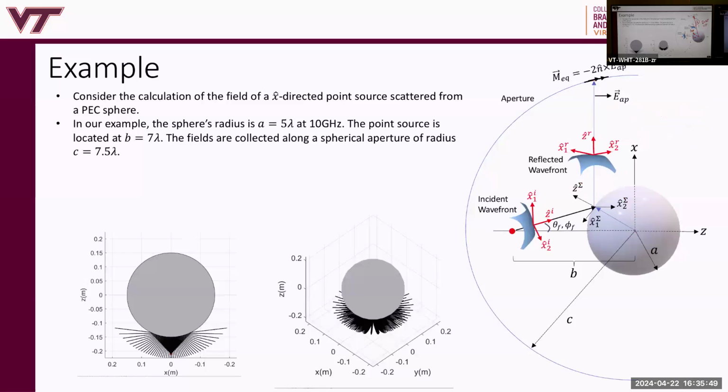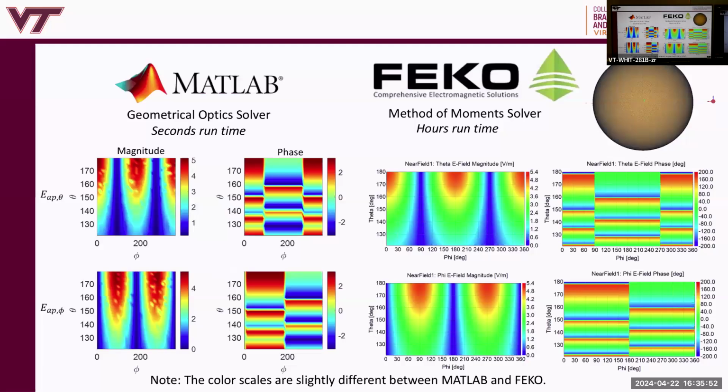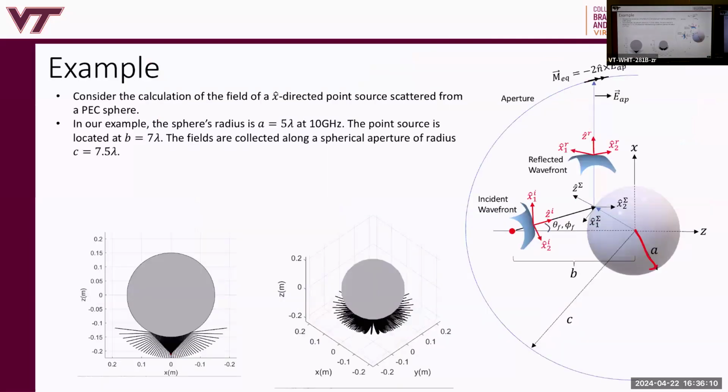Okay, all right. Anyway, and then I ran it with FACO, right? And here's the FACO model. You can't see it, but this thing. So what did I run it for? I should have put that here. This is a 5 lambda radius sphere, right? The point source here is located at 7 lambda. And the aperture plane is at 7.5 lambda at 10 gigahertz.